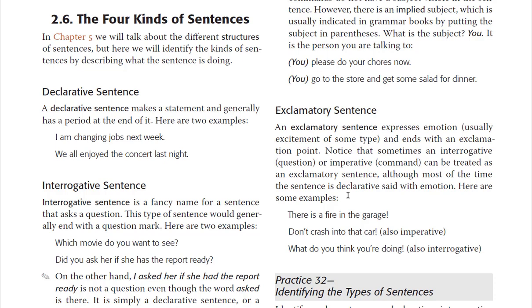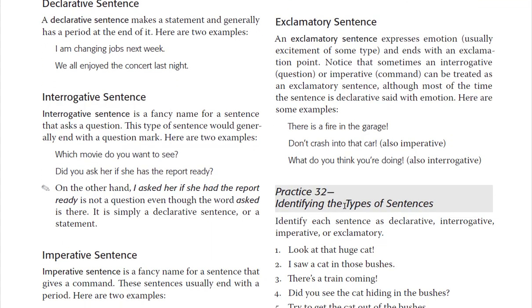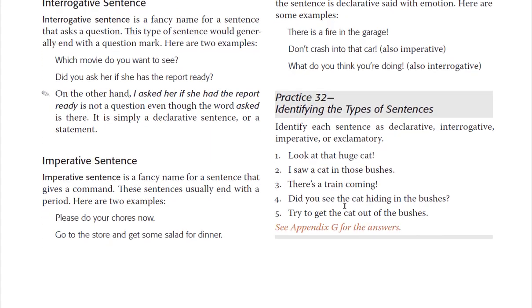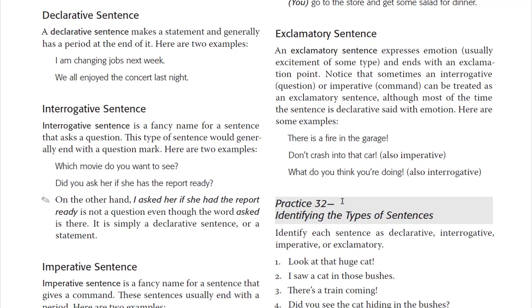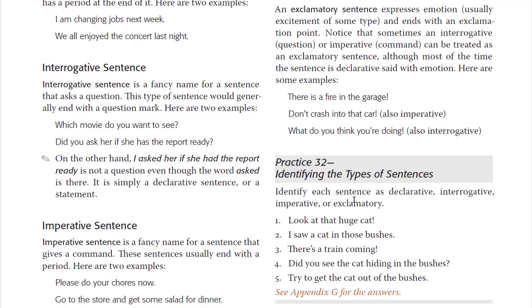There is a fire in the garage! Don't crash into the car! What do you think you're doing?! Those all have exclamation points. So the 4 kinds of sentences: declarative sentence, in which you just make a statement; interrogative sentence, you ask a question; imperative sentence, you give an order; exclamatory sentence, you express emotion.